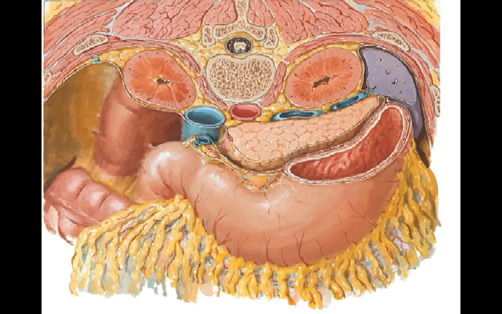We're now ready to move on to the ligaments associated with the stomach and spleen. The first of these ligaments is the gastrosplenic ligament, which attaches the greater curvature of the stomach to the hilum of the spleen. The other ligament is the splenorenal ligament, which attaches the hilum of the spleen to the posterior abdominal wall opposite the left kidney.